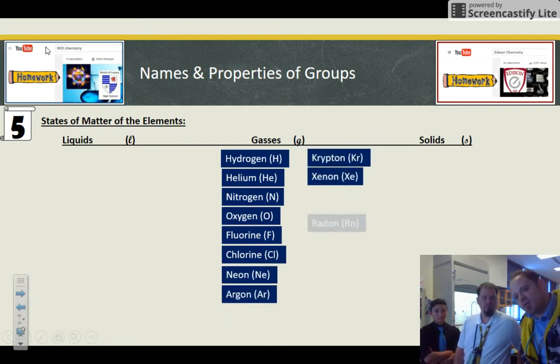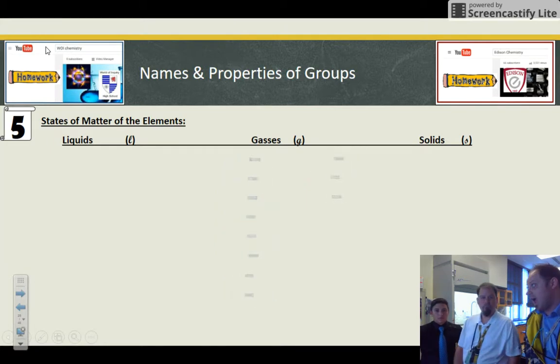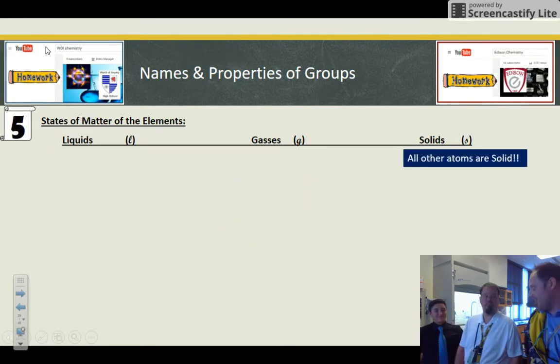Maybe next year we'll put the diatomics in order and the noble gases right next to each other. Yeah, maybe we'll do that. You know what's best about the last part? Everything else is a solid. Exactly. Go ahead, say it. Everything else. All of it.